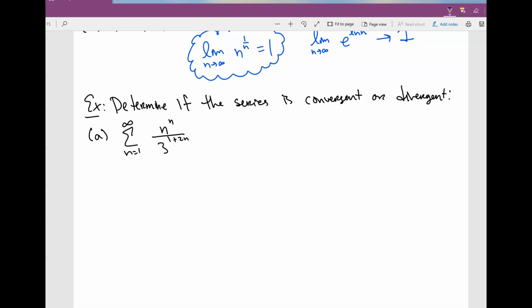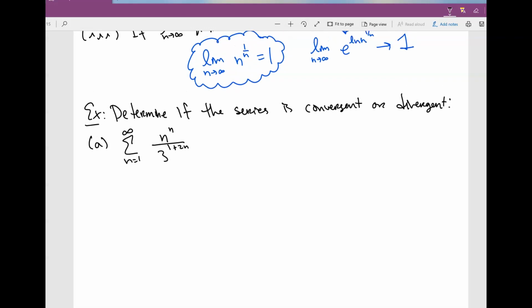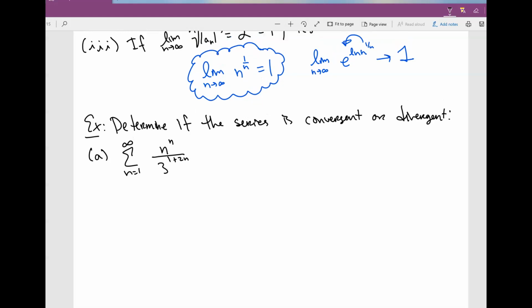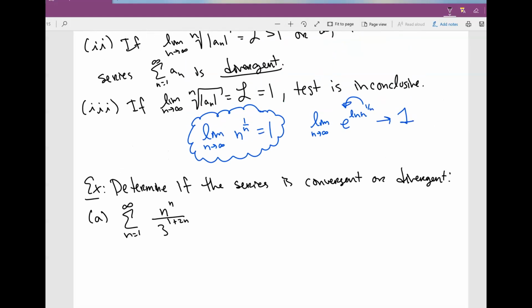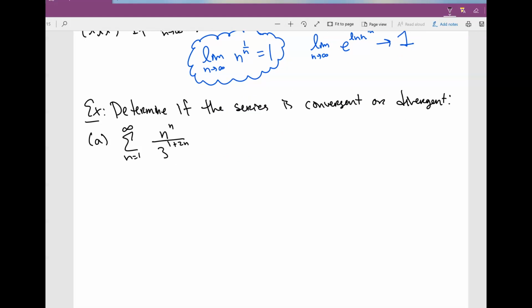The reason why I would consider using the root test here is because notice that you have a power of n. You have a variable raised to another variable. If I were to apply an nth root, that would cancel out that n. So I'm going to use the root test.